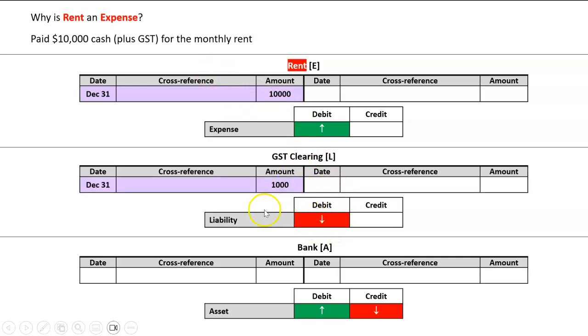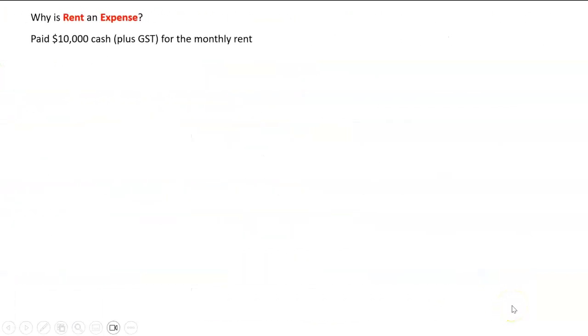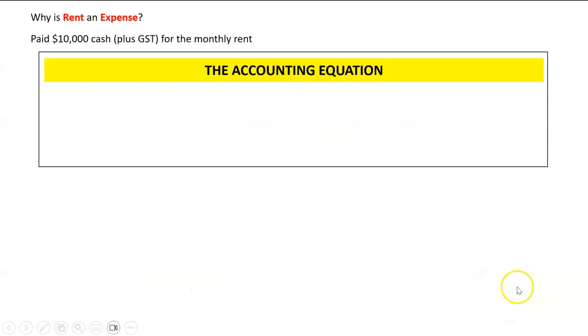We're paying GST, so that makes our liability go down. So when liabilities go down, that's also a debit. And we're paying the rent and the GST from our bank account. So the bank account's going down, so that would be a credit. And we match the references up. We put bank here, and then we'd write rent/GST clearing there. Done.